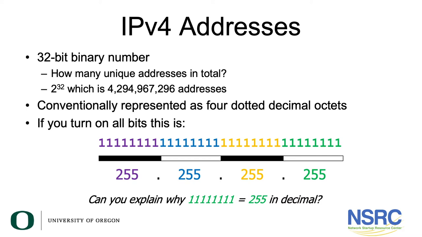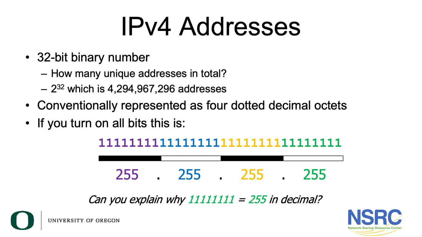IPv4 addresses are conventionally represented as 4 dotted decimal octets. If you turn on all the bits, you will have 32 ones, which is also represented in decimal by 255.255.255.255. Remember, we said at the beginning that IPv4 addresses are represented as 4 dotted decimal octets. We do this so that we can remember IPv4 addresses easily. If we were to remember IPv4 addresses using binary, it would be almost impossible for us to remember.